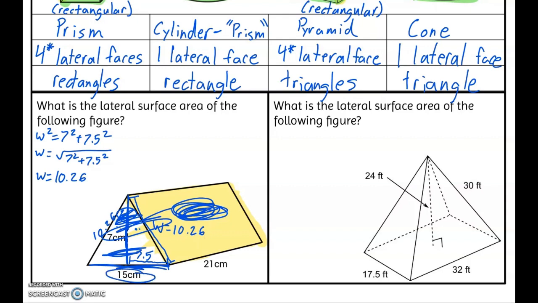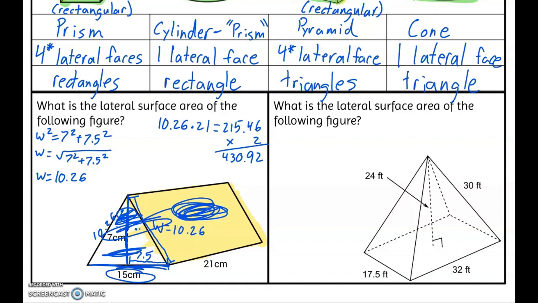We're going to find the area of one of my sides. We're going to do 10.26 times 21, and that's going to give me 215.46. And now, since we have 2 of those, all we've got to do is multiply this by 2. When we do that, we get 430.92. So that is almost all of my lateral surface area.